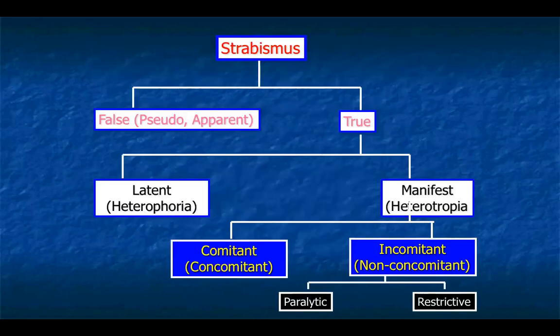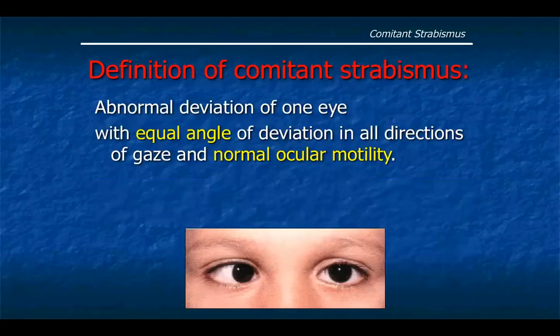The first type of manifest heterotropia is comitant strabismus. Comitant strabismus is abnormal deviation of one eye, and this is the definition of any strabismus, with equal angle of deviation in all directions of gaze and normal ocular motility, and this is the definition of comitant. So if we measure the angle of deviation in the primary position, it's, for example, 40 prism diopters. On right gaze, it's 40. On left gaze, it's still 40. So the angle of deviation is equal in all directions of gaze.